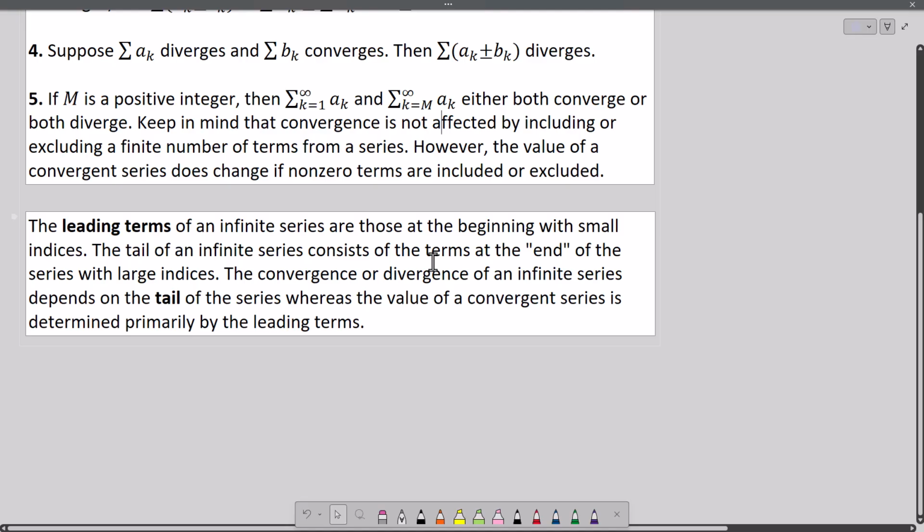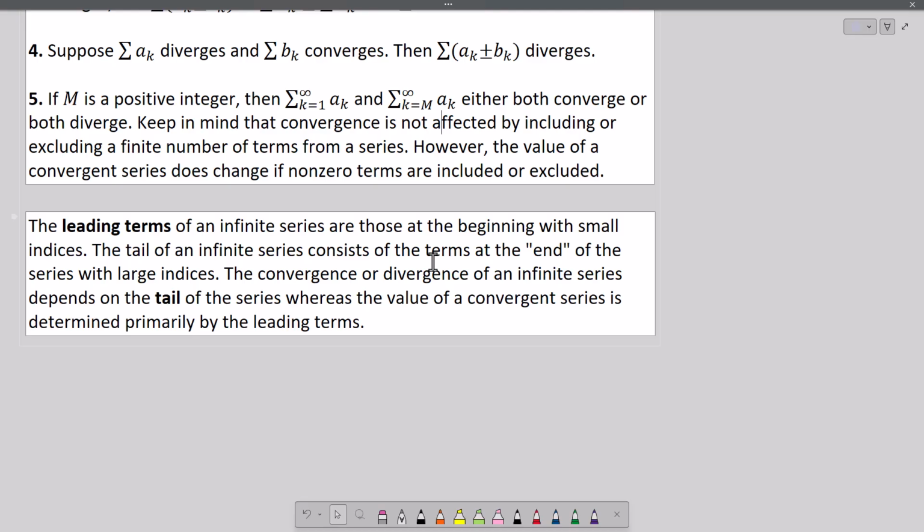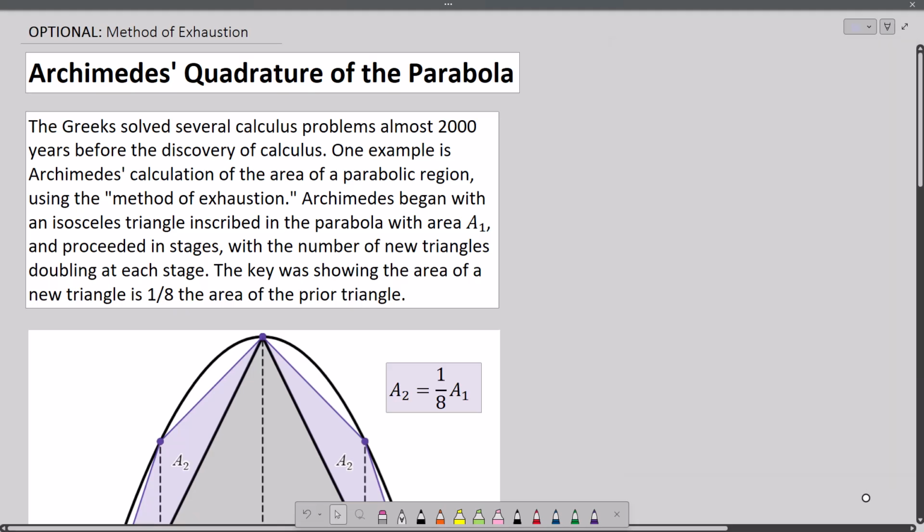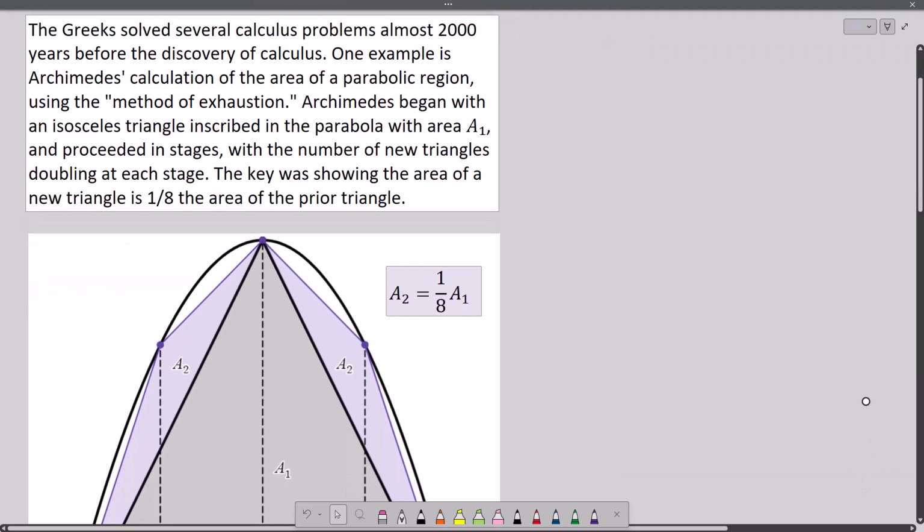All right, so the tail is what dictates convergence or divergence, but the leading terms are more heavily weighted to the actual sum if it converges. So you're not going to be tested on this. This is just an interesting fact.